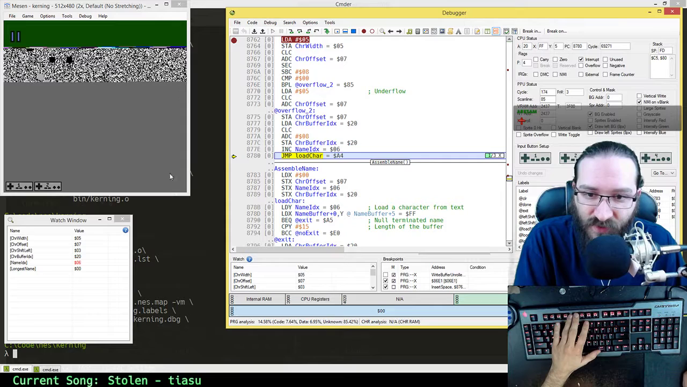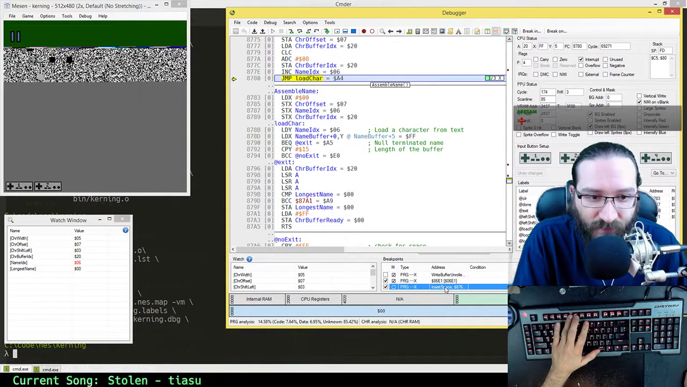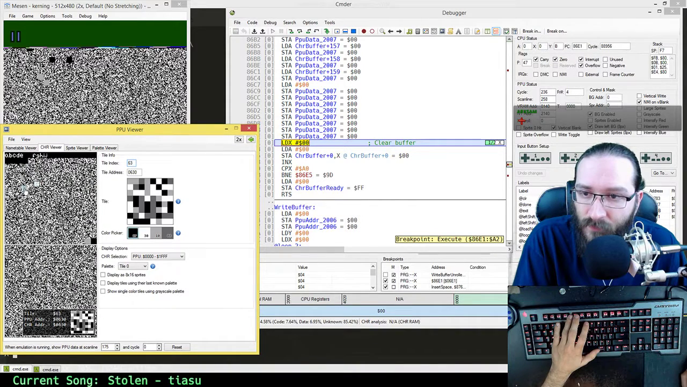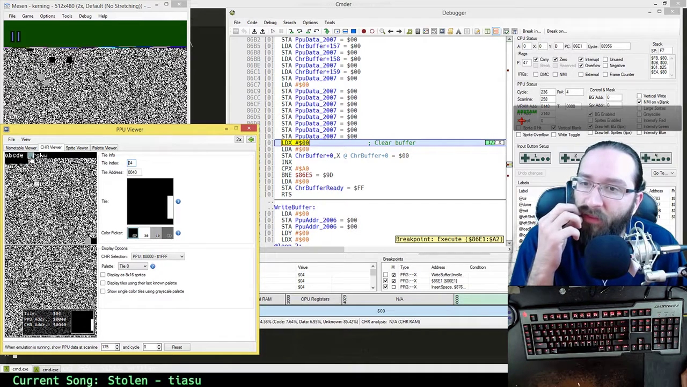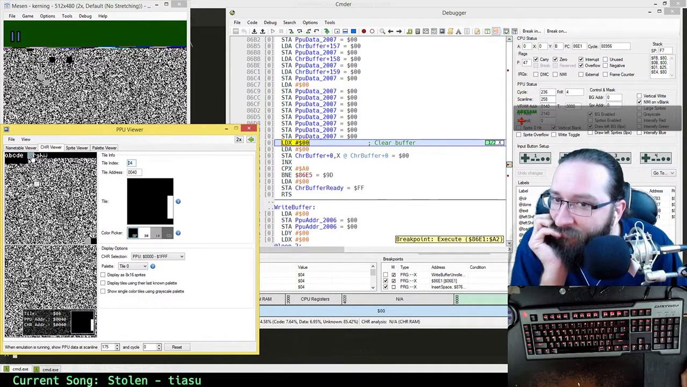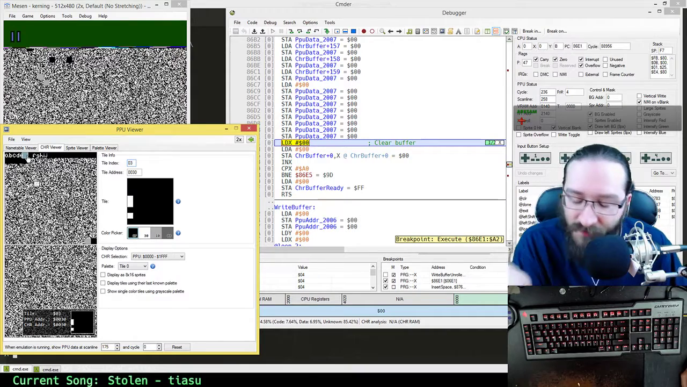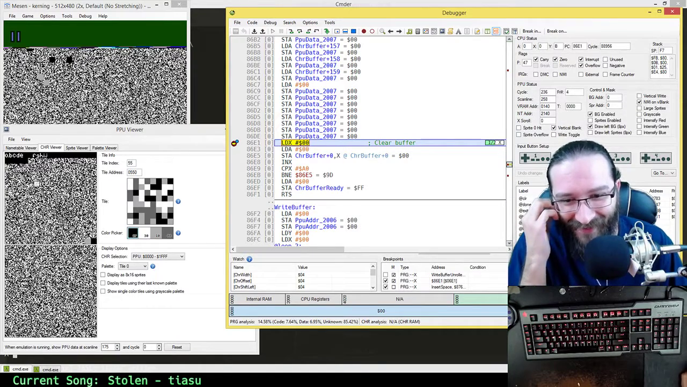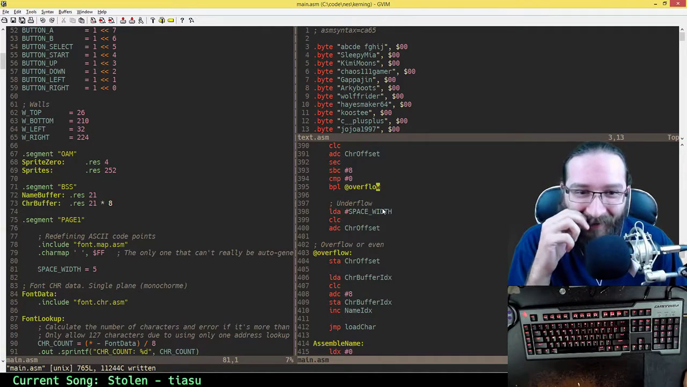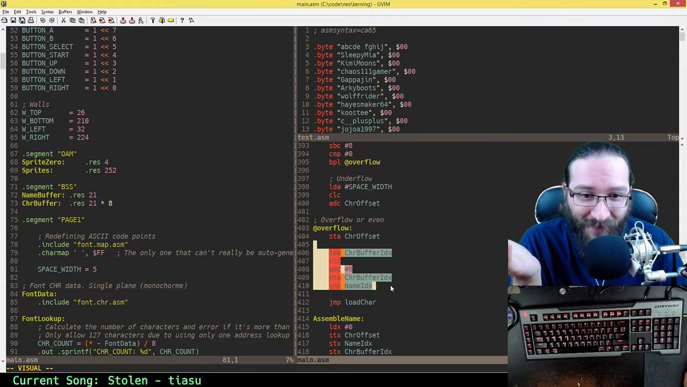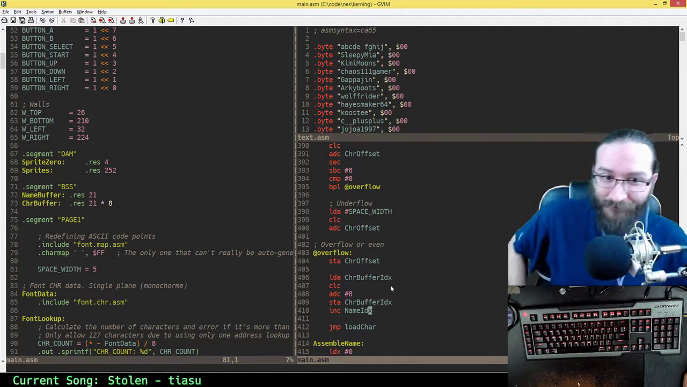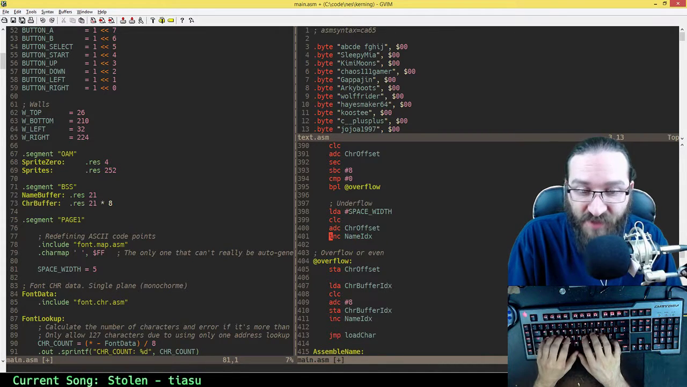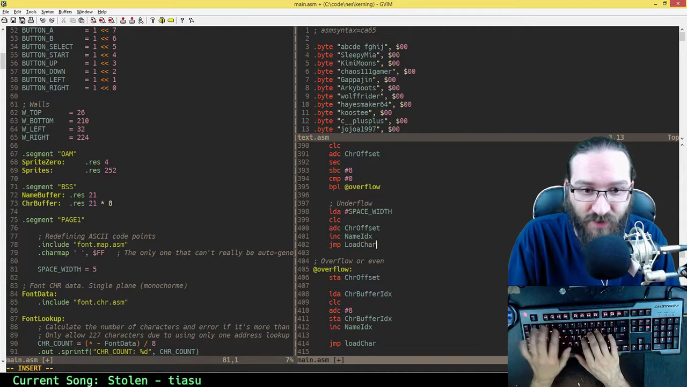But okay, so let's see what this looks like. Underflow shouldn't be changing. Shouldn't be adding 1 to the index. Okay. Underflow should not be doing this. Underflow should instead just be incrementing that, and then jumping to load jar.